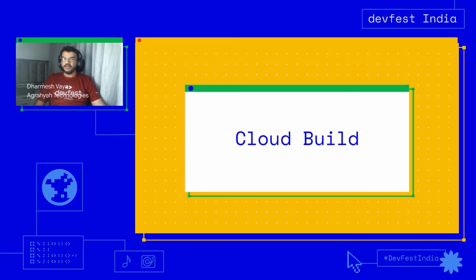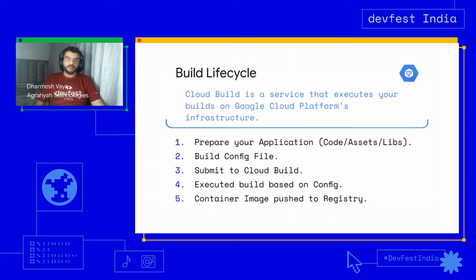Now, what exactly does Cloud Build give you? What are these core features, or what does the build lifecycle look like? As I told earlier, Cloud Build is more of a service that executes your build on GCP's infrastructure.